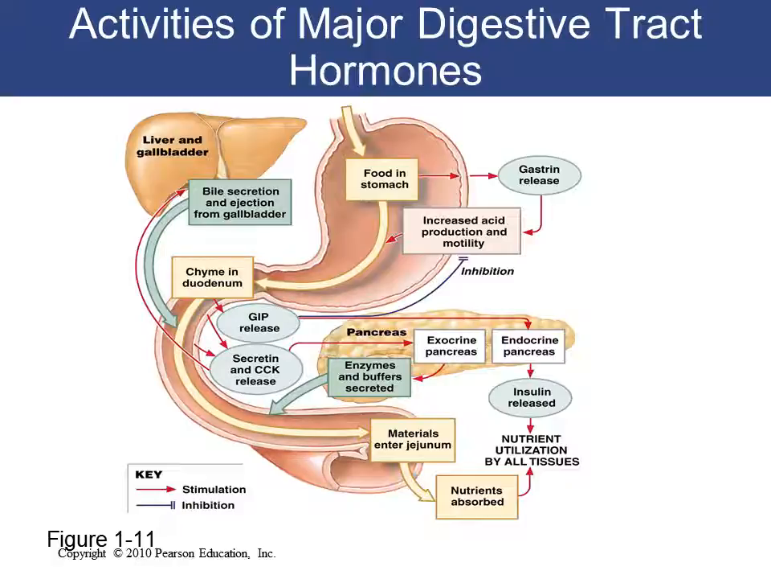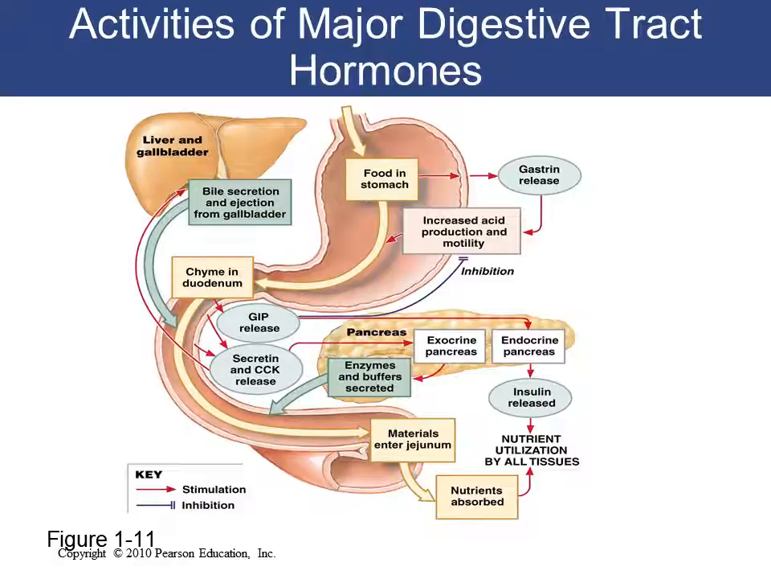The gastric inhibitory peptide, looking at the arrow, acts on the pancreas to cause the release of insulin, which helps the tissues to utilize the nutrients by converting excess glucose to glycogen. The secretin and cholecystokinin, when they are released, one, they act on the gallbladder to cause secretion of bile and its ejection from the gallbladder, and they also act on the exocrine pancreas to release enzyme and buffer the acid.